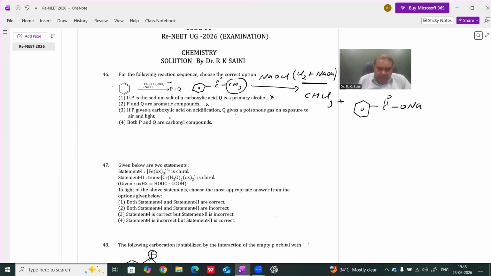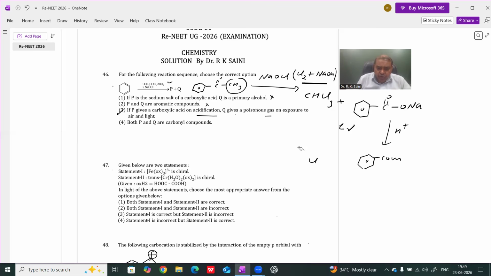Second, if P gives carboxylic acid on acidification and Q gives poisonous gas on exposure to air and light, it is the correct option. When the sodium salt undergoes acid hydrolysis, it changes into benzoic acid. And when chloroform reacts with O2 in presence of sunlight, then a very important product, namely phosgene, is produced. We know that phosgene is a poisonous gas, COCl2, carbonyl chloride. This reaction is given in your NCERT book. So the third option is correct.